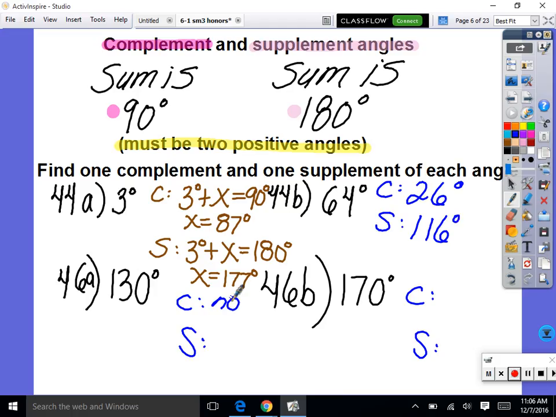No complement. Supplement is 50 degrees, correct? That would make it sum up to be 180. So pretty easy. 170 has no complement, correct? It'd have to be a negative to get it back to 90. So we'd have no complement, and our supplement would be 10 degrees. Questions on those? So it's two positive angles.